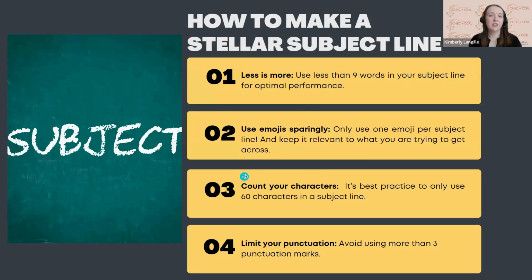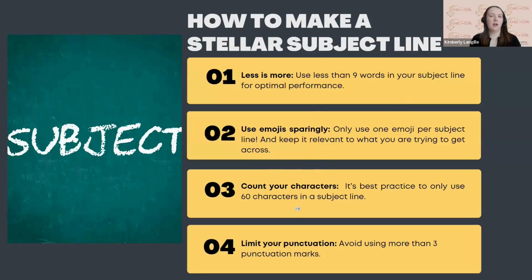Secondly, you want to use emojis sparingly. Emojis are pretty fun to use, but it's been known to be effective to use just one emoji per subject line. With this too, try to keep it relevant to what you're trying to get across. But you don't have to use it to replace any words in your subject line. It's used to supplement, to be on theme of what your email is going to be about.